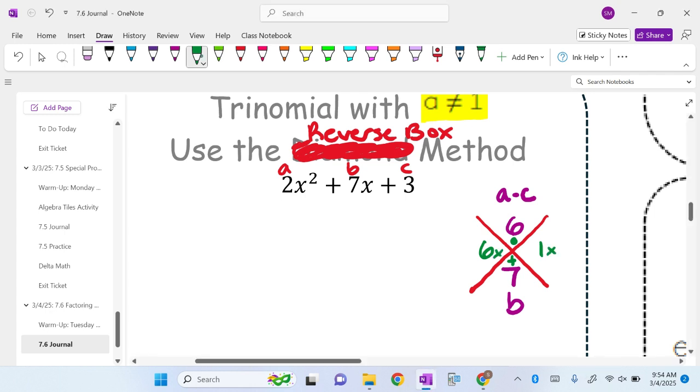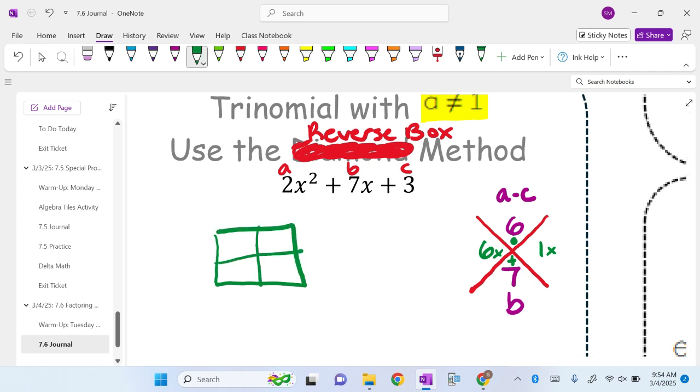Now, I can do my reverse box. So again, you're using your original polynomial, but you're replacing the 7x with the 6x and the 1x. All right. So we get 2x squared in the top left, 3 in the bottom right, and then it doesn't matter where you put the 6x and the 1x. So I'm going to put them here. Now, this is where it gets a little bit tricky because you kind of got to think about it for a little bit. How do I get 2x squared?